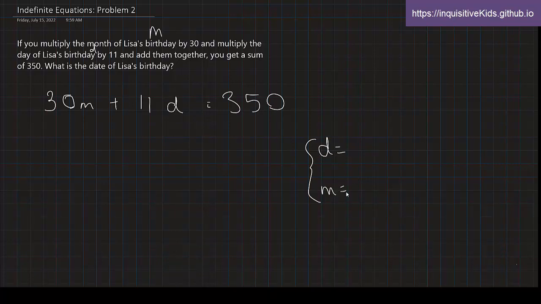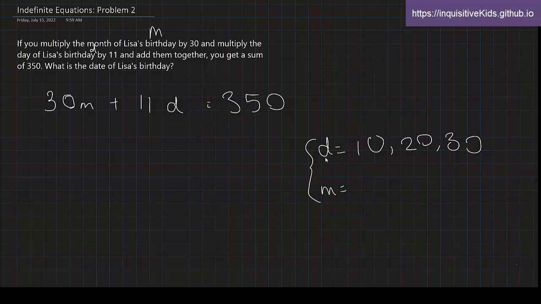So for D, if it ends in 0, then its smallest value has to be 10, because anything times 10 will always end in 0. And then it goes on to the multiples of 10: 20, and then 30, because 40 already goes over 350. 40 times 11 already goes over 350. So now let's test each of these out.